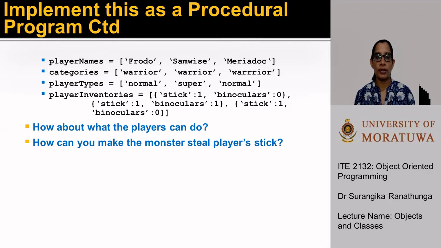Now, how can we specify what the players can do? Here the player name is just a string. And if you want to get the monster to steal the player's stick, how can we do that? So as you can see, it is not very straightforward to use procedural programs to solve this kind of problems.